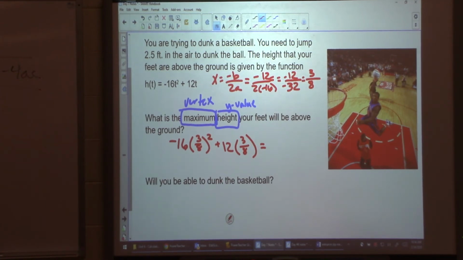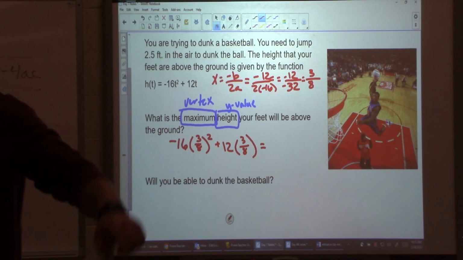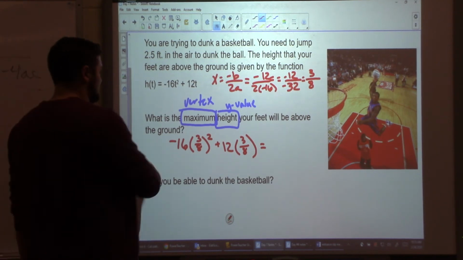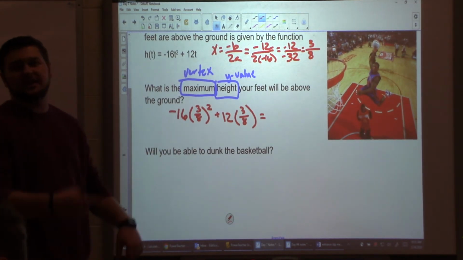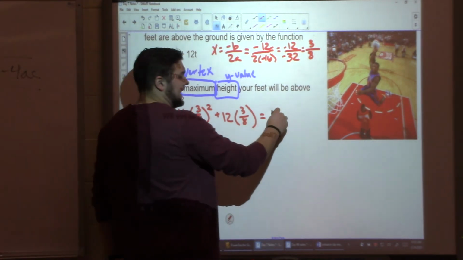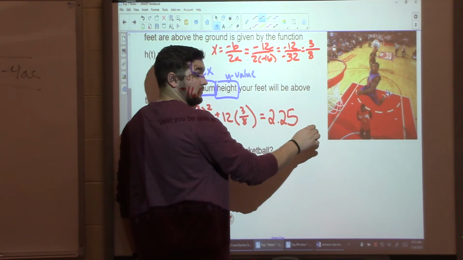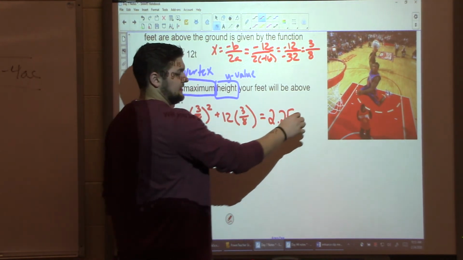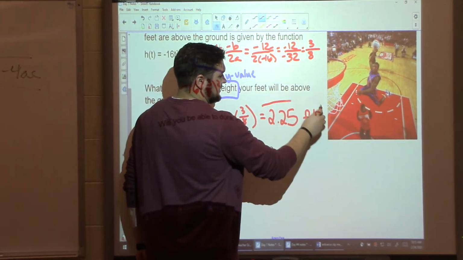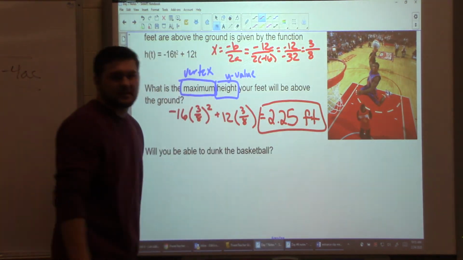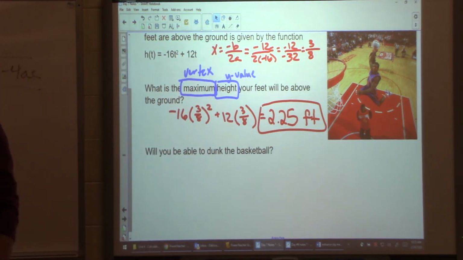Hey, who put it in their calculator? Anybody? June, what'd you get? Guys, hey, quiet. June's like 3 feet from me. I can barely hear her say that. So 2.25. Well, 2.25. Do we have a label? Feet, right? Okay. So the maximum amount that Iman is able to jump is 2.25 feet.